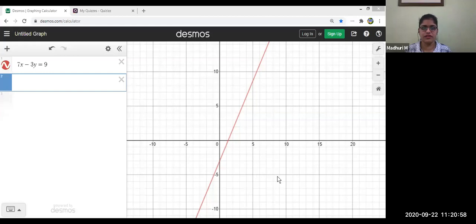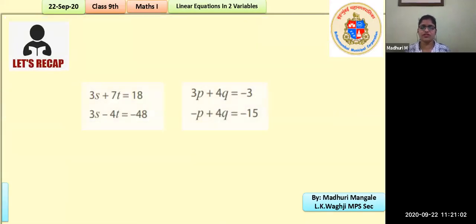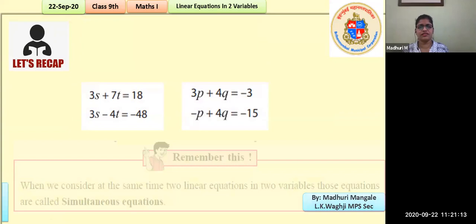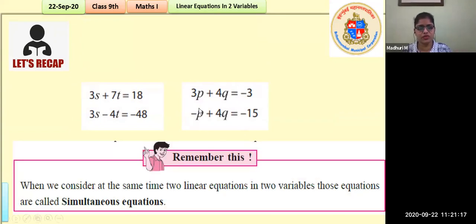So here we are back, and we did a few examples. So linear equations can be written using any sort of variables. It is not necessary to be x and y always. It can be any two variables. Like you can see s and t in the first equation and p and q in the second equation.